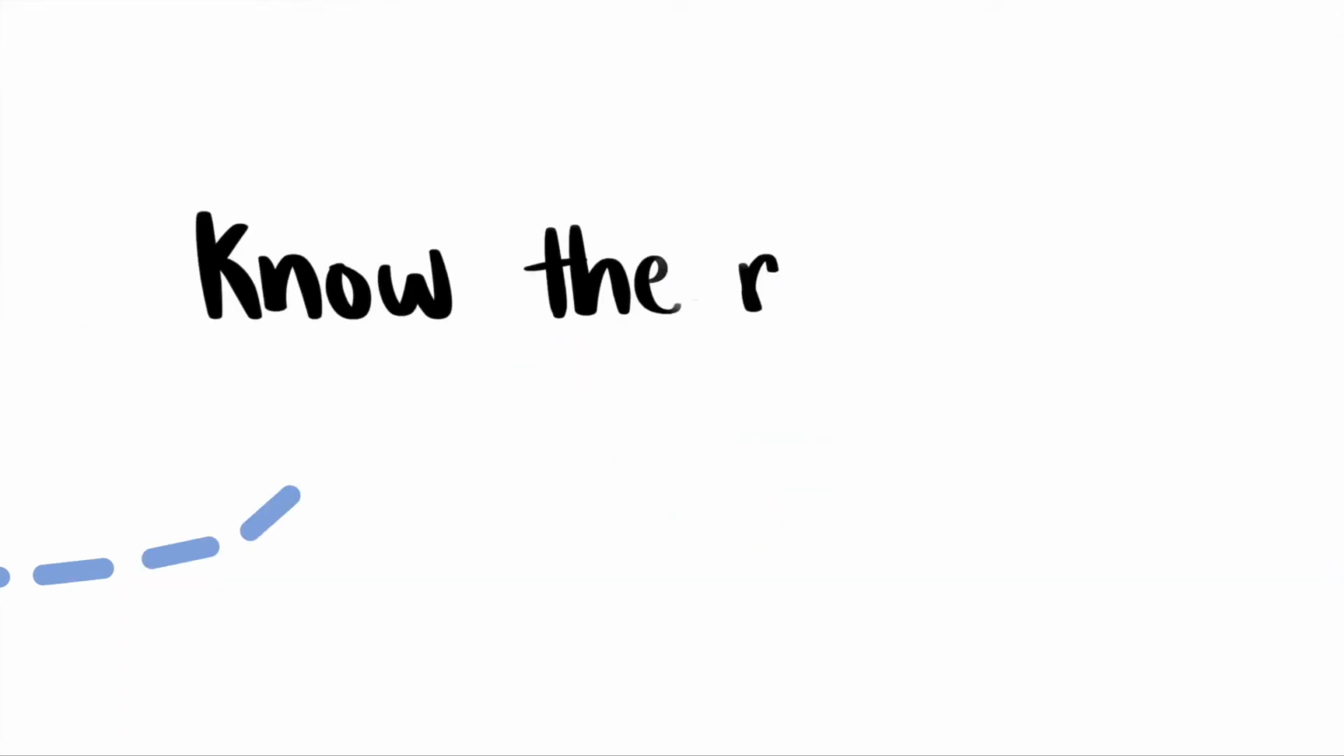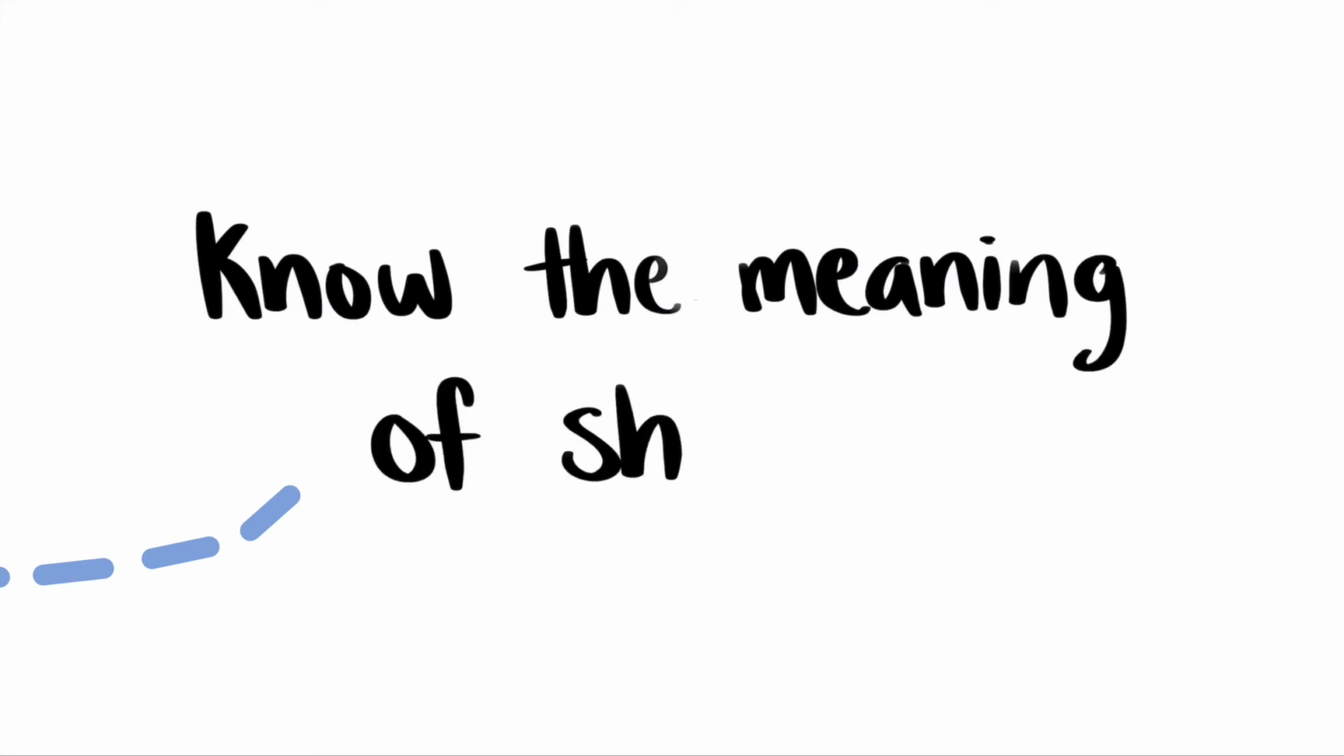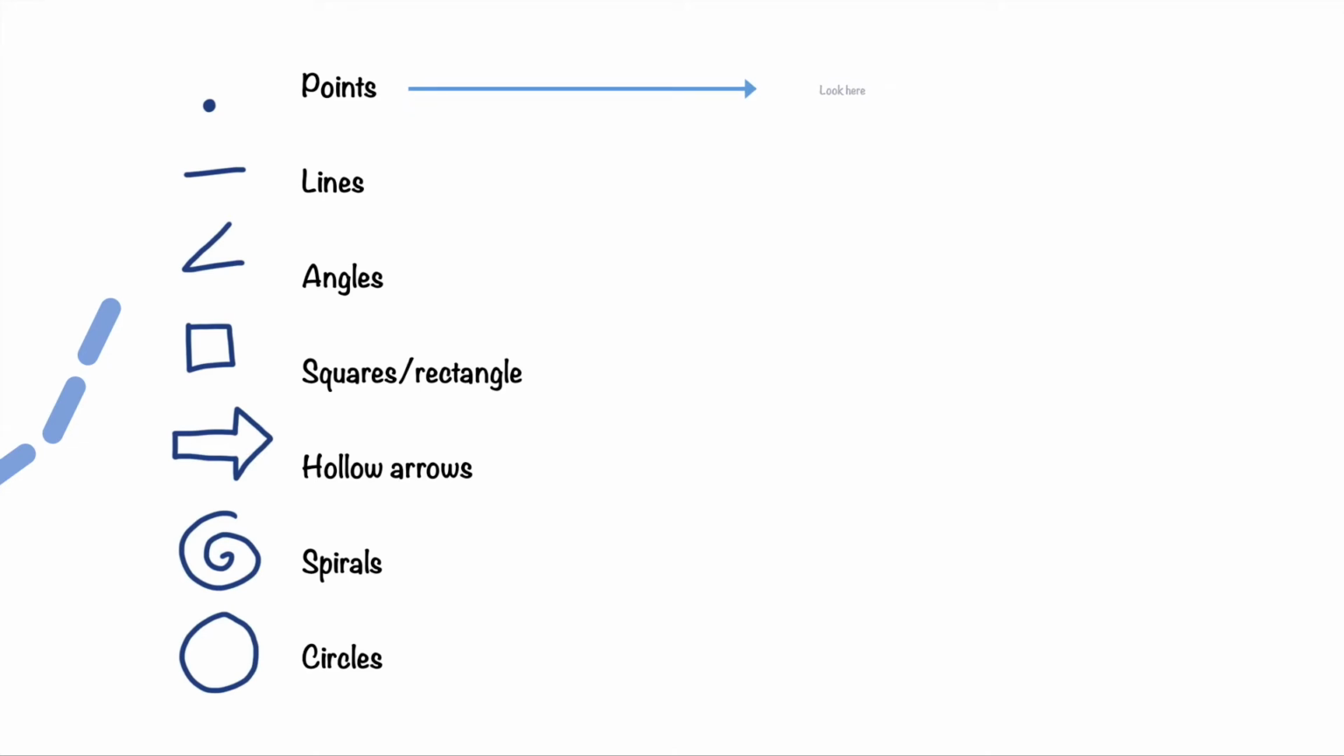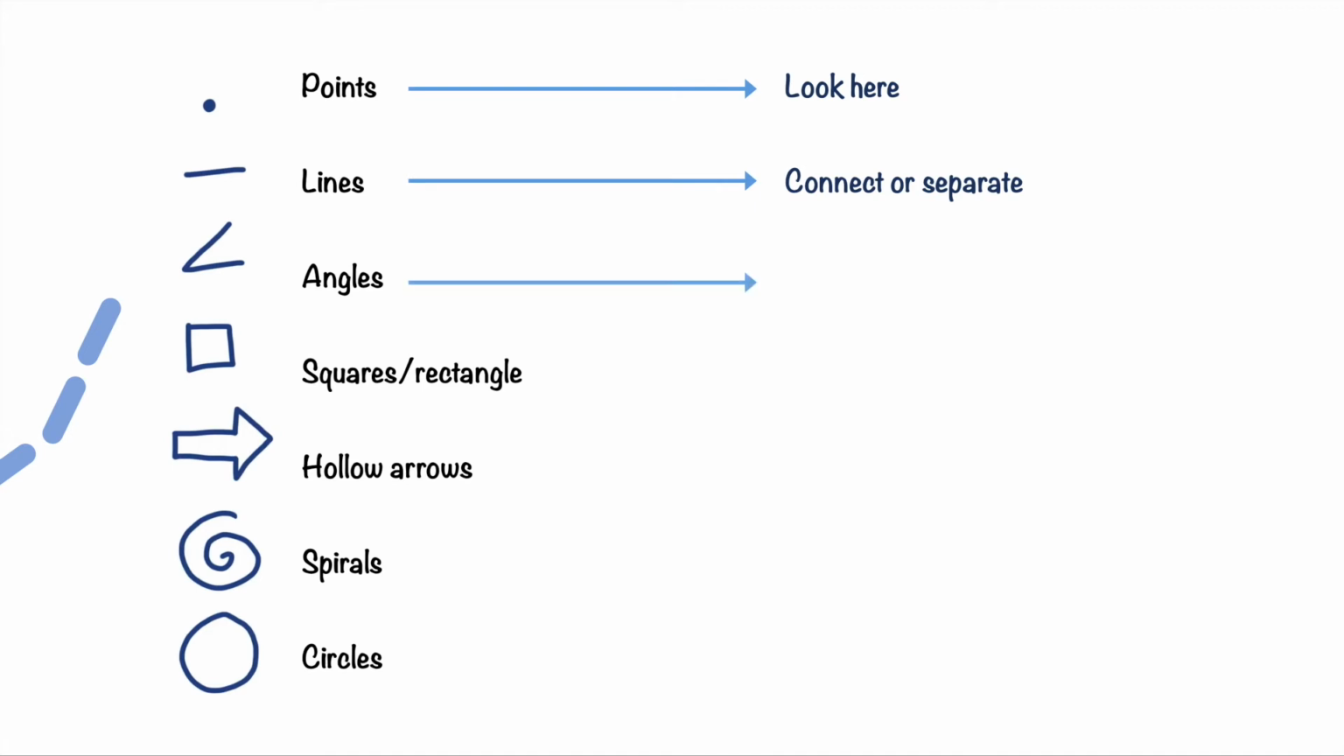Finally, you should also know the meaning of shapes. There are points, lines, angles, squares and rectangles, hollow arrows, spirals, and circles. Points mean, look here. Lines are used for relationships, to connect or separate. Thick lines are for stronger relationships and dotted lines for weaker. Angles are for the active change, such as a change in direction or the delta for a change in math and science.